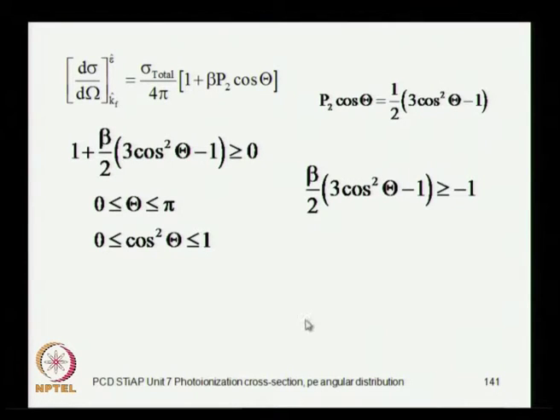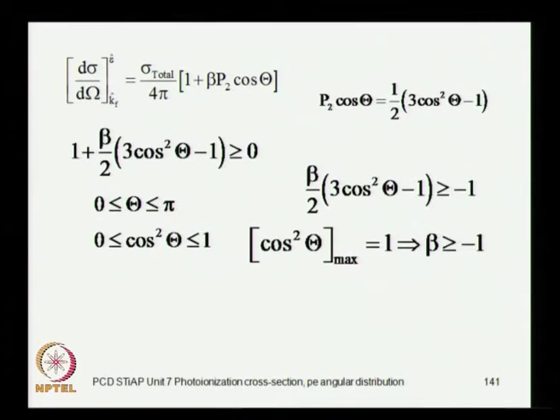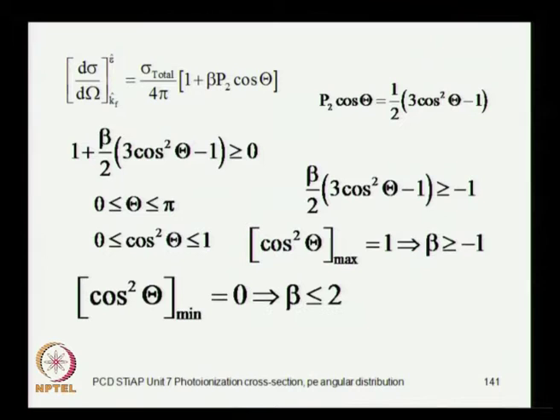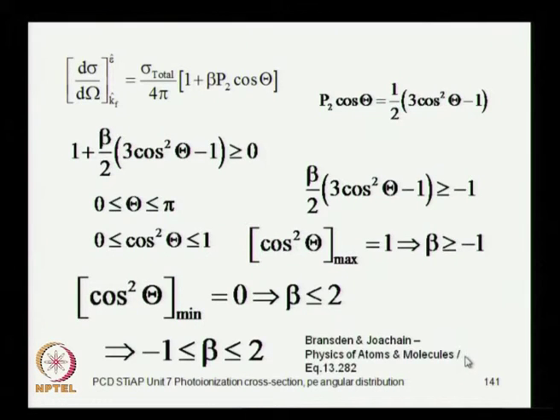Those are the minimum and the maximum values of cos square theta. So if you put the corresponding minimum and maximum values of cos square theta over here, you will get the minimum and maximum value that beta can take. If cos square theta is at its maximum value of 1, beta has to be greater than or equal to minus 1, and cos square theta minimum value is 0, so beta has to be less than or equal to 2. So, these are the limits of the angular distribution asymmetry parameter. It can at the least be -1 and at the most it can be +2.